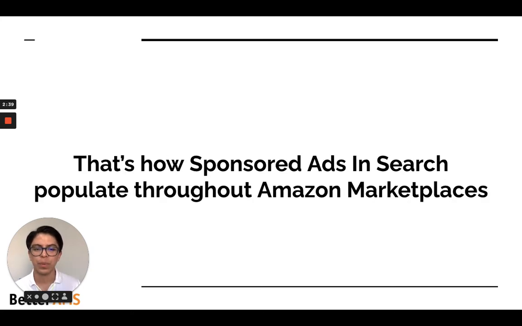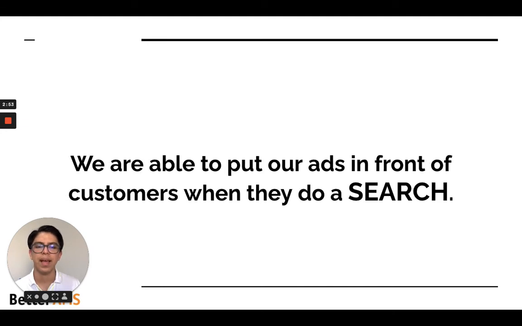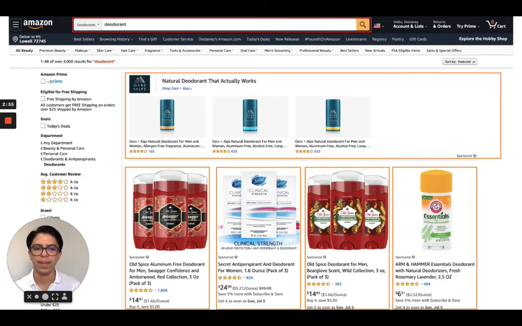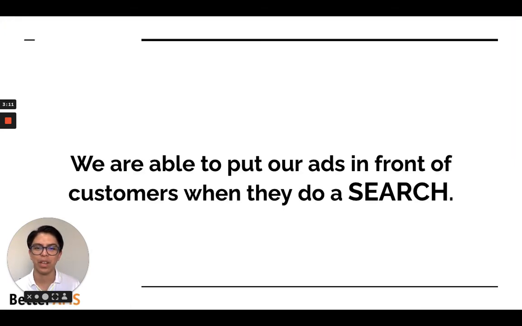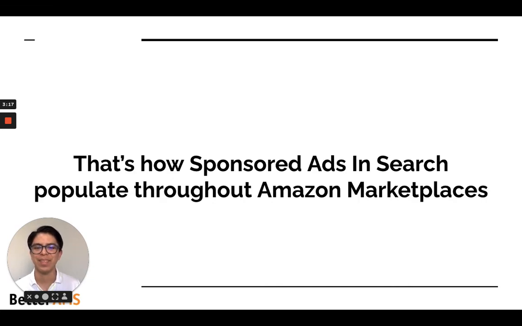Now, that's how sponsored ads in search populate throughout Amazon marketplaces. If you do a search in Amazon Mexico, in Amazon Canada, or in Amazon United Kingdom, you will see the one thing we just saw, right? The first results when doing a search are all ads. Now, you can see here two different types of ads. We will get into that later, but it's all ads, right? And it means you can put your ad in front of a certain customer depending on the keyword you're targeting and depending on your strategy. So let's advance in this.